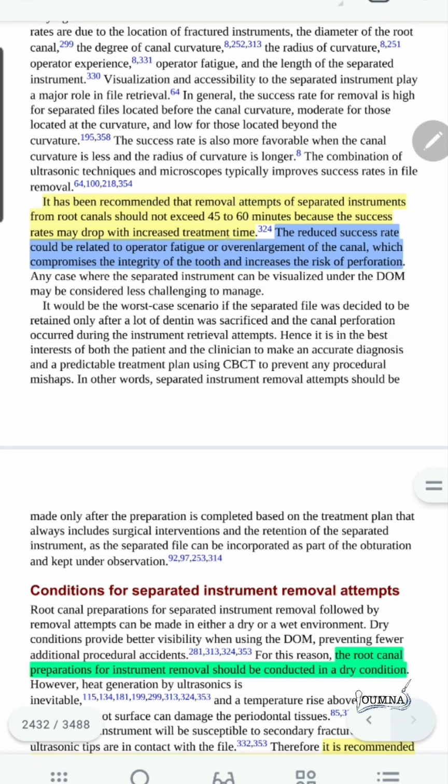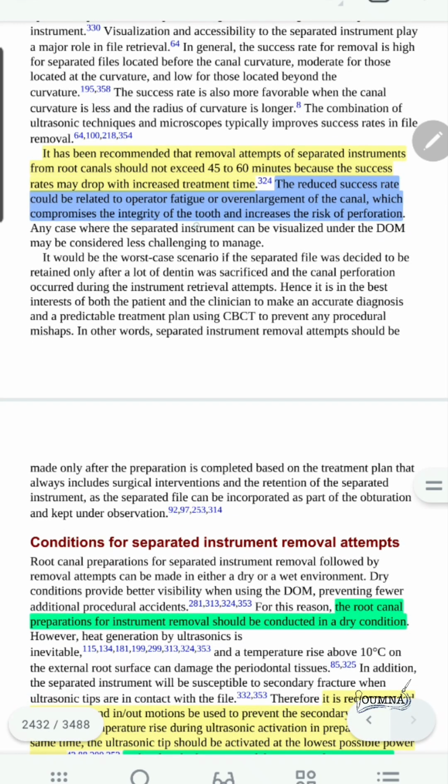We should not exceed 45 to 60 minutes of trying to remove the file, because after that we will reduce the prognosis of the attempt, because of fatigue.